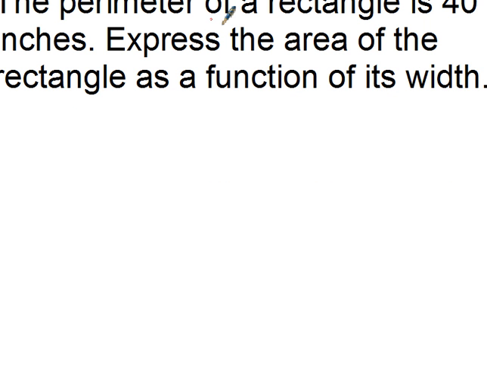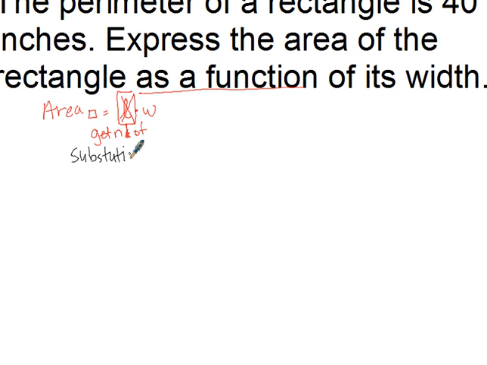We're told that the perimeter of a rectangle is 40 inches, and we want to express the area of the rectangle as a function of its width. If we start with our two formulas, area for a rectangle is length times width. So area is a function of length and width right now. We don't want length in our equation, we only want W. So somehow we want to get rid of this length. The only way we can get rid of something in algebra is with substitution. So we're going to replace L with something.